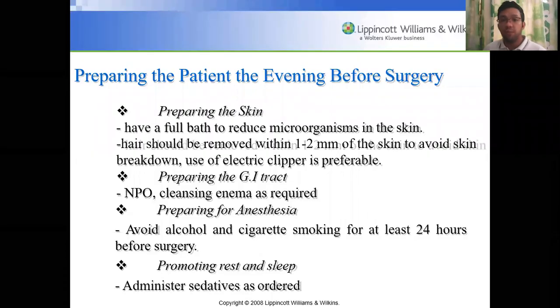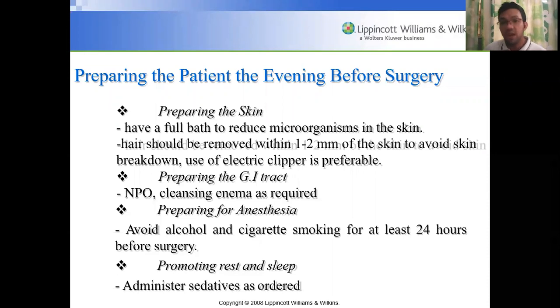Now we're going to prep the patient the evening before the surgery. So we need to prep the skin. We advise the patient to have a full bath to reduce the microorganisms on the body. Hair is going to be removed within 1 to 2 millimeters of the skin to avoid skin breakdown, and use of an electric clipper is preferable. But sometimes what we use is we shave the skin prior to the surgery.